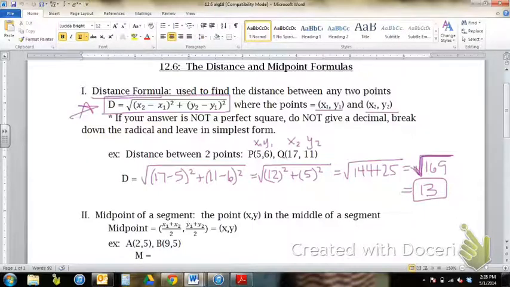If I had gotten an answer, let's say I had gotten an answer like the square root of 50, I would need to break that down into 25 and 2, and I would leave my answer as 5 square roots of 2. I would not give a decimal. Okay, no decimals. All right, but this is my answer, 13. Let's move on to midpoint.